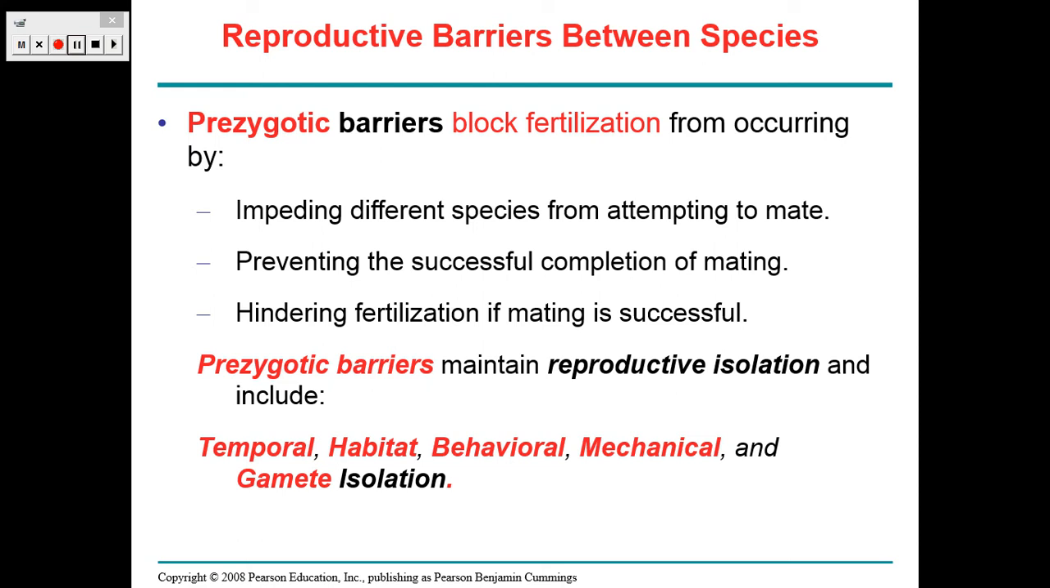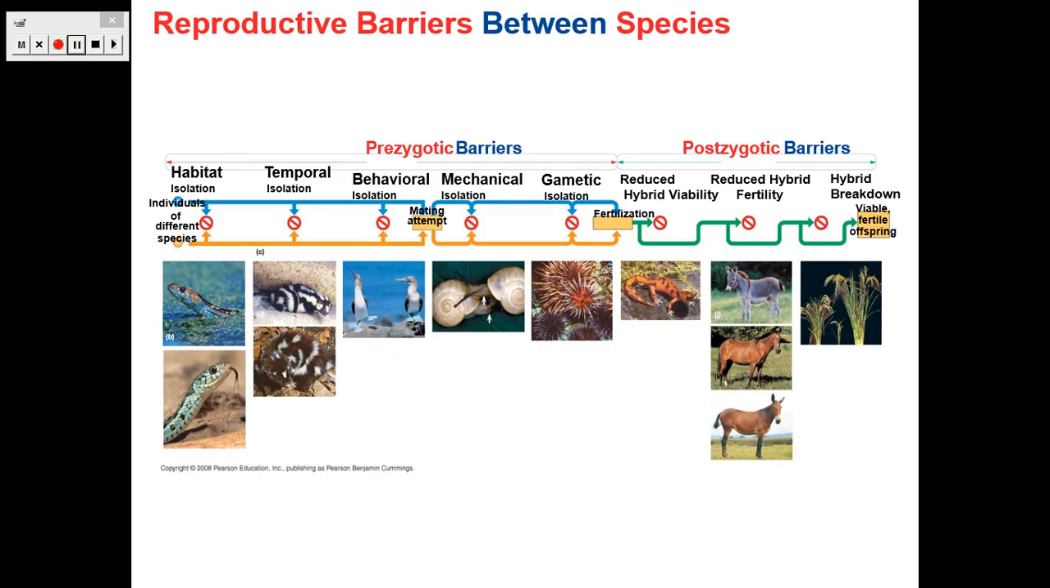Now, these pre-zygotic barriers maintain reproductive isolation, and some of the major ones are temporal, habitat, behavioral, mechanical, and gamete isolation. Let's look at each of these. There are also post-zygotic barriers, and we'll get to those in just a second, but those are the ones that occur after fertilization does happen. So if two species are able to create offspring, there are some barriers afterwards that still prevent it from forming a new species.